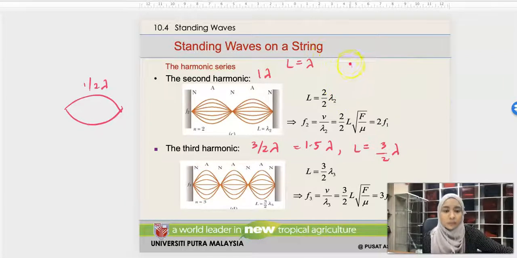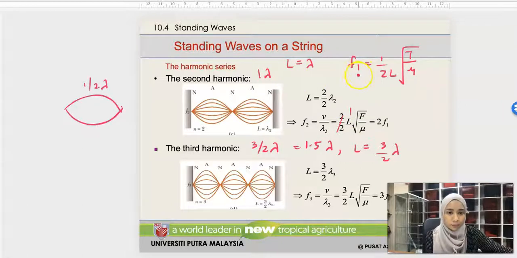Okay, so back to our equation, we had F1 equals 1 over 2L, right? This was for the fundamental frequency, square root of T over mu. For the second harmonic, we have V over lambda, 2 over 2L, which just means 1 over L, because L is just lambda. So F equals 1 over lambda, square root of T over mu, and I know that lambda is just L.